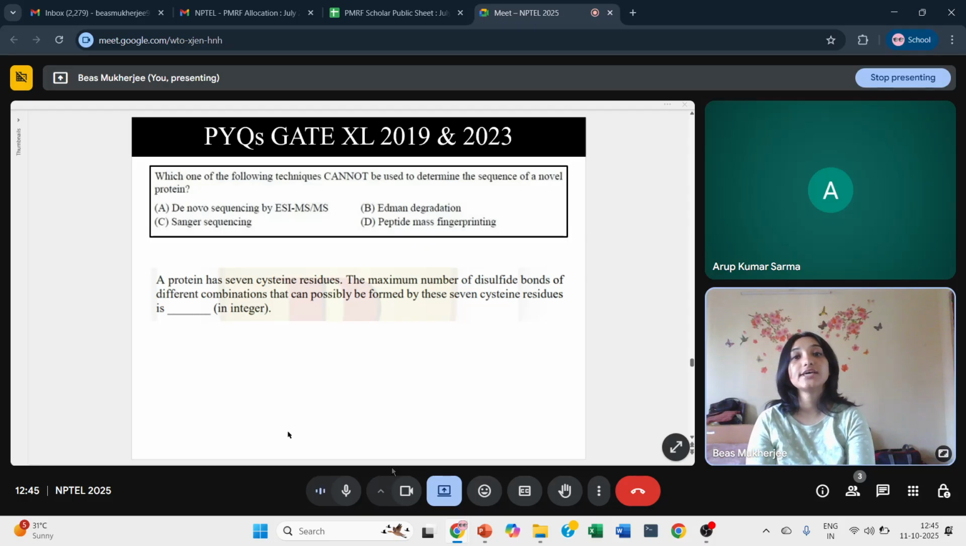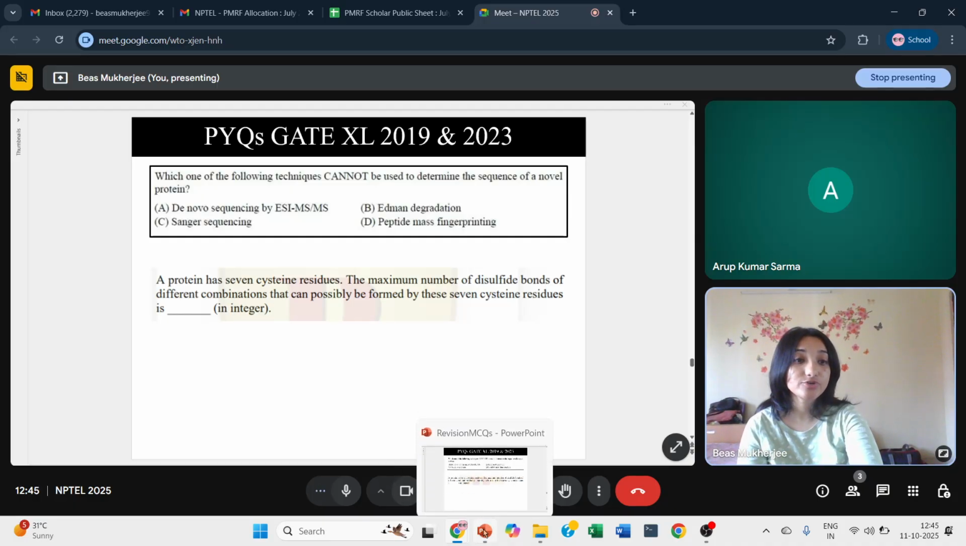A protein has 7 cysteine residues. The maximum number of disulfide bonds of different combinations that can possibly be formed from these 7 cysteine residues is. This is a NAT, numerical answer type question.